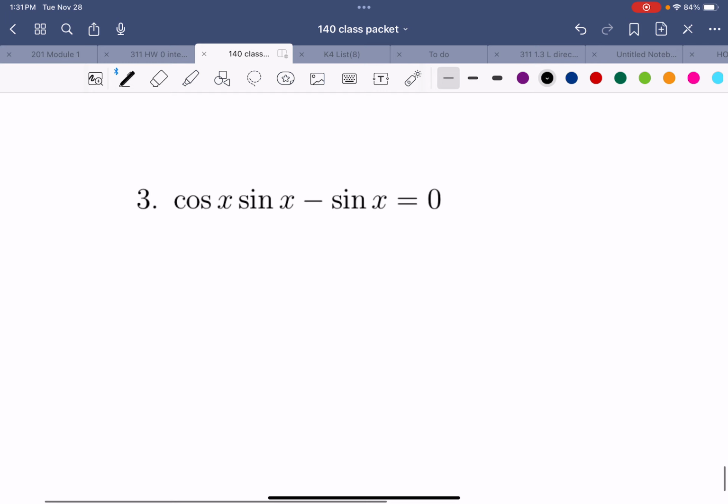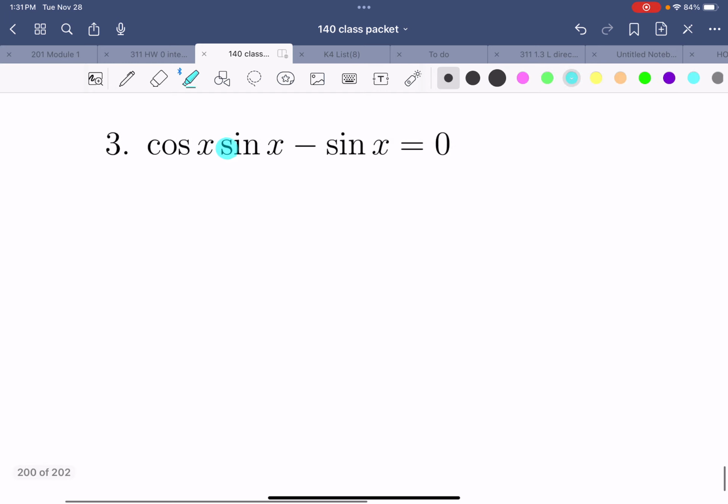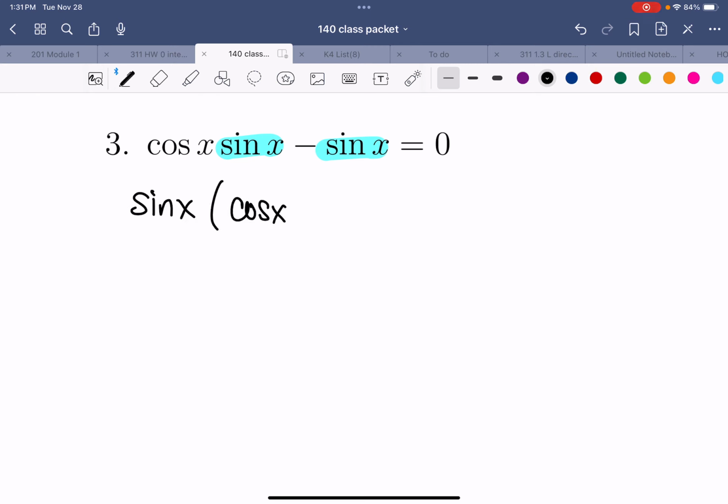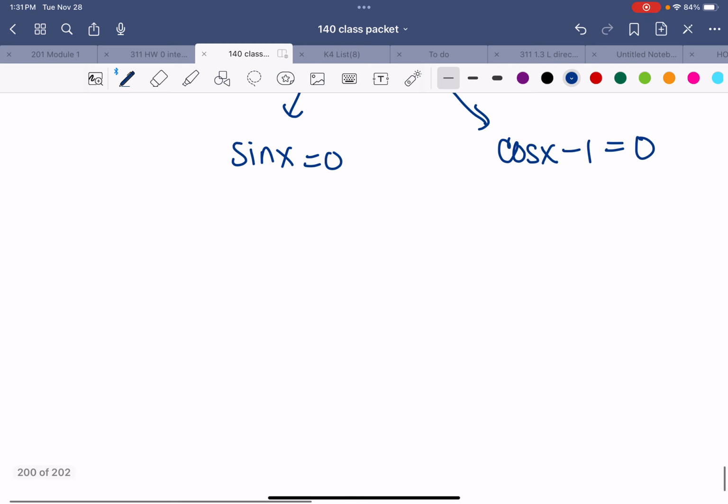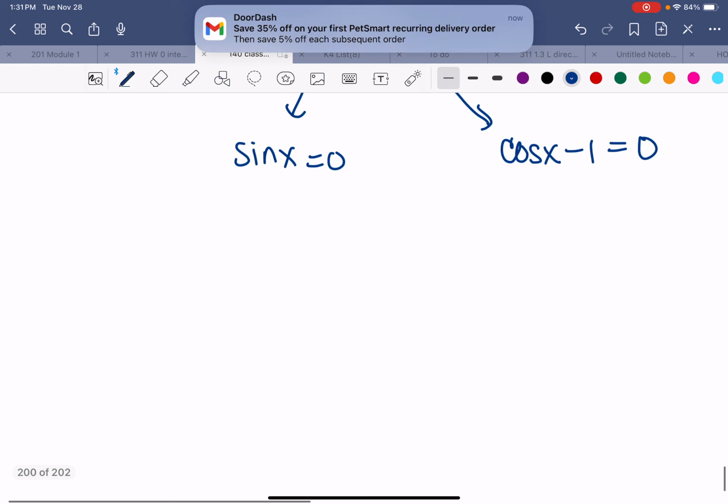On to number 3. Number 3, take a look. I've got 2 cosines here, so I'm going to go ahead and factor that out. And I'll have cosine x minus 1 left. And then I have 2 things that I'm solving. So sine x equals 0 and cosine x minus 1 equals 0. Okay, so sine x equals 0.